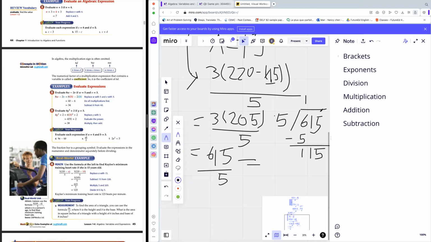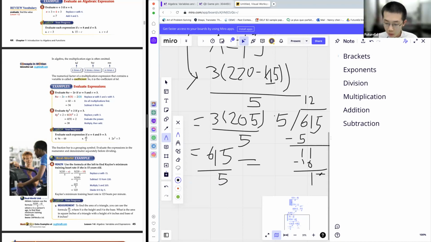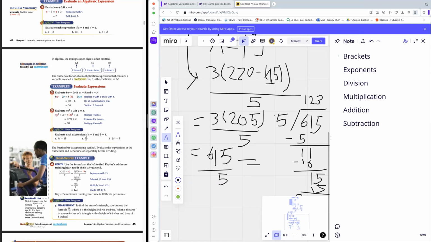I'll just drop down the 1. So what about 11 divided by 5? How many times does 5 go in? We put 2, because 5 times 2 is 10. We subtract the 10 and get 1, then drop down the 5 to get 15. 5 times 3 is 15. 15 minus 15 is 0, and we have no remainder. Voila! Finally, 615 divided by 5 is equal to 123.